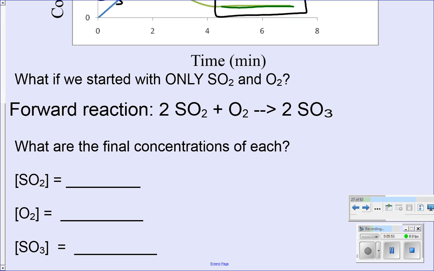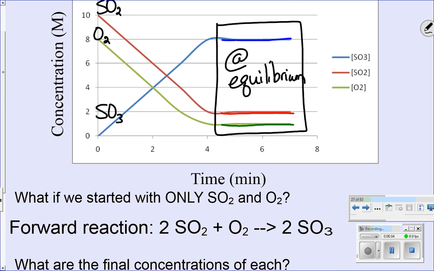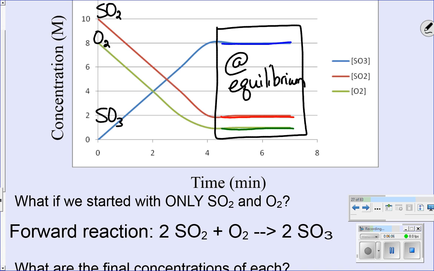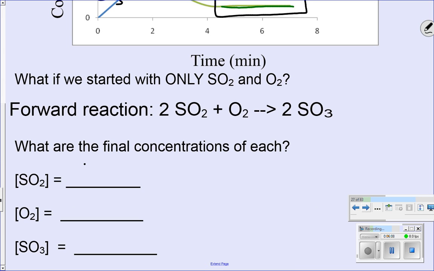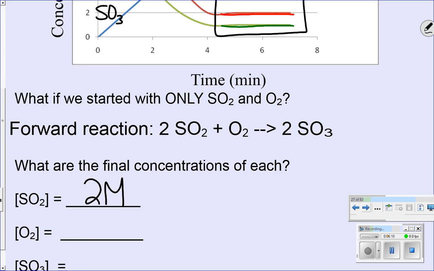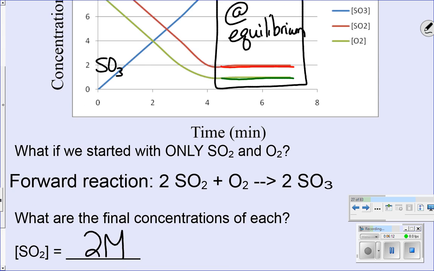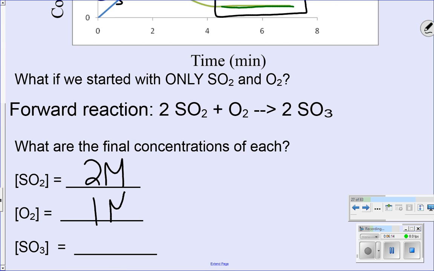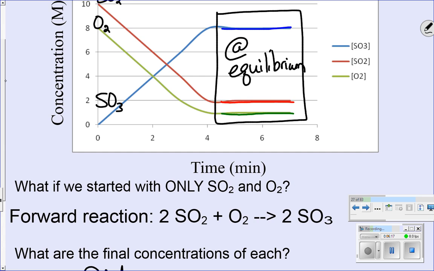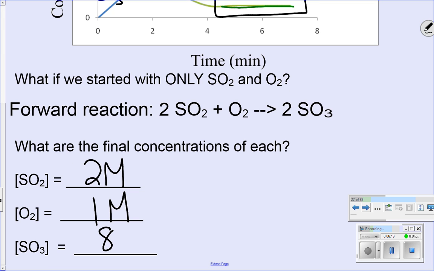As the concentrations of SO2 and O2 are decreasing, the concentration of SO3 is increasing as the reaction proceeds. So at the end of this, what we end up with is SO2 having a concentration of 2 molar, O2 has a concentration of 1 molar, and SO3 has a concentration of 8 molar.